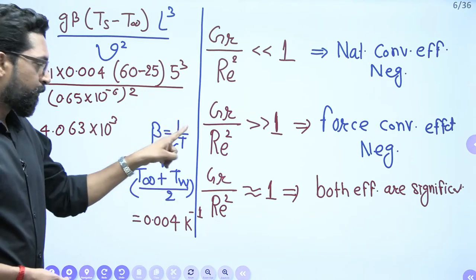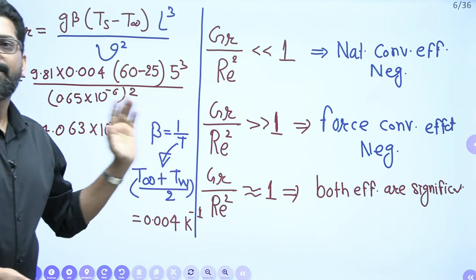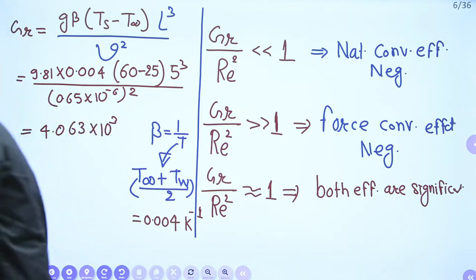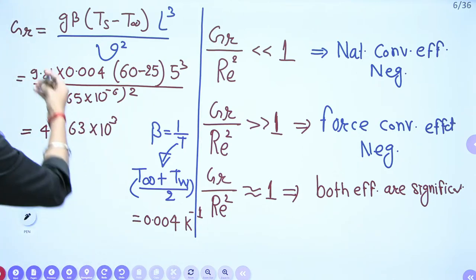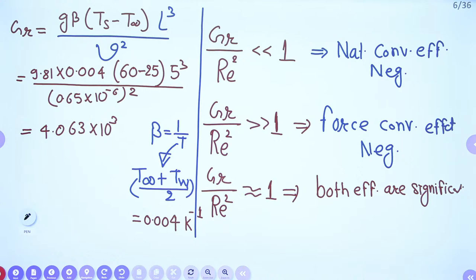Put 273 in Kelvin, then it is beta. Now, this is your Grashof number. Now, what is the Reynolds number?